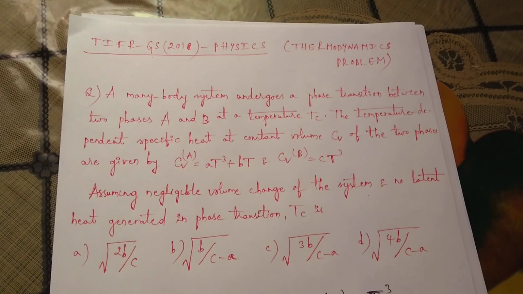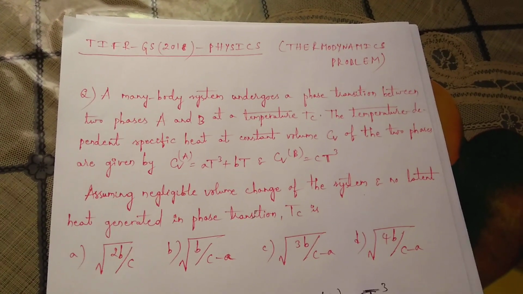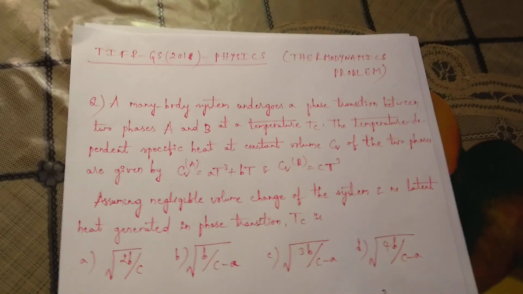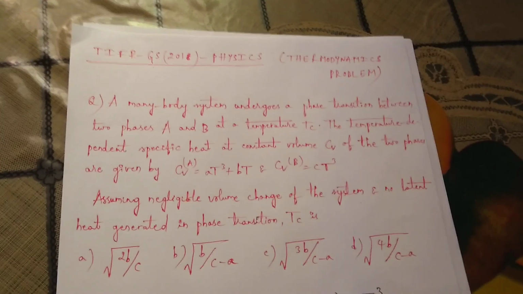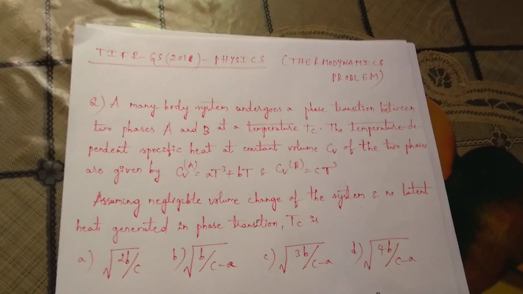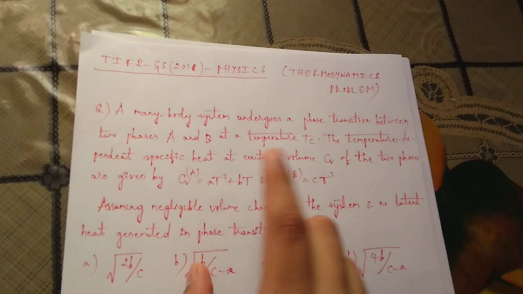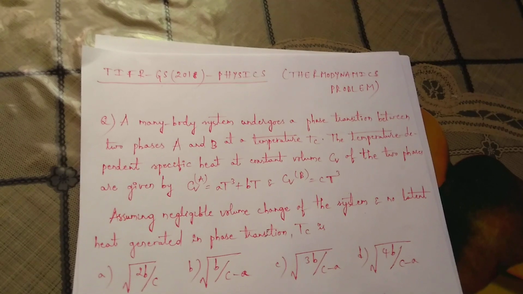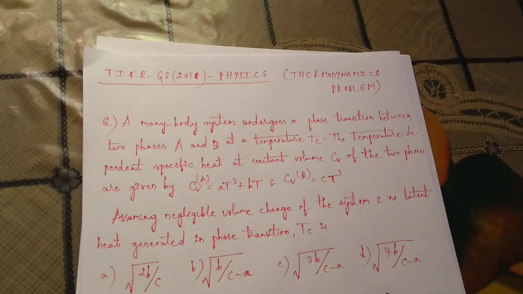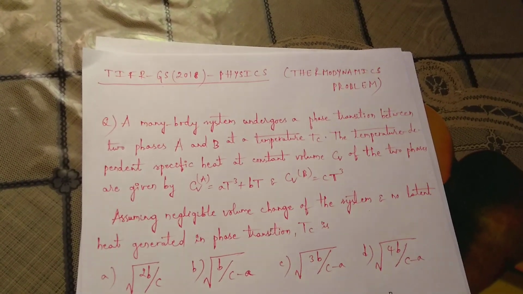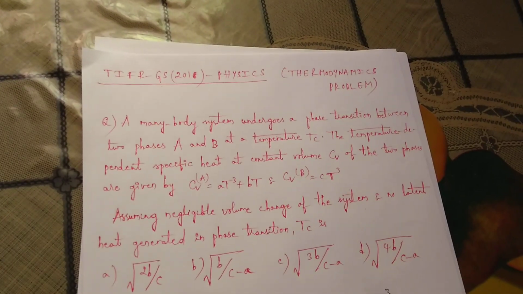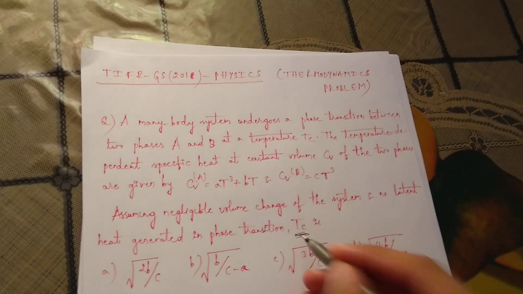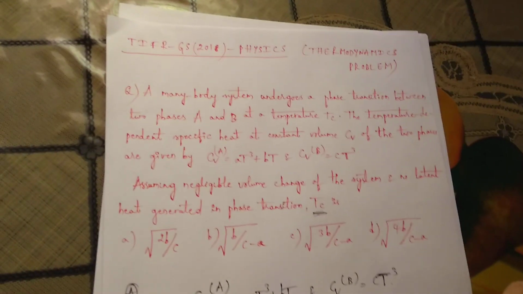temperature Tc, and the temperature dependent specific heat at constant volume Cv of the two phases are given by. So they have given two specific heats at constant volume, this is for phase A and this is for phase B. Next they have given that, assuming negligible volume change of the system and no latent heat generated in the phase transition, Tc is. So they are asking you to find the temperature during the phase transition. We have to find this quantity, and they have given four options.